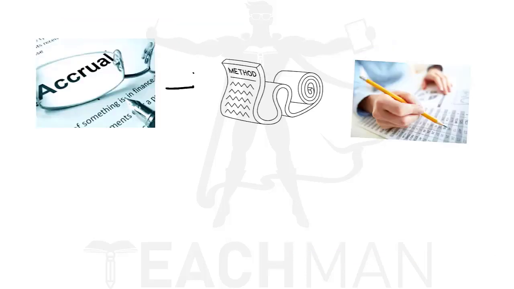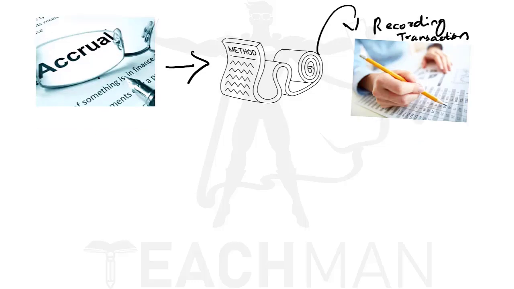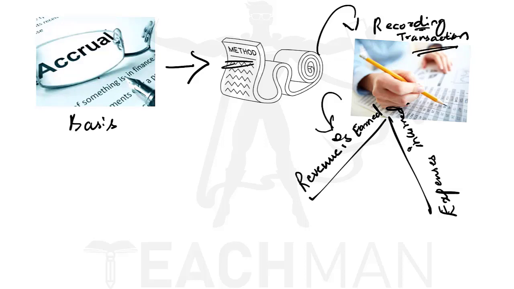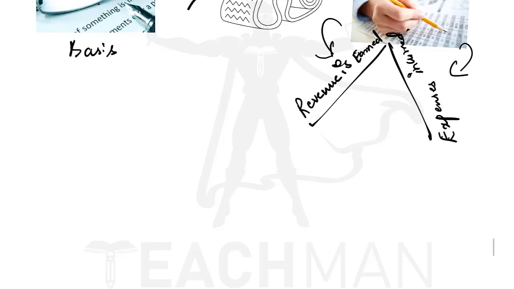Accrual basis is a method of recording transaction when revenue is earned and expenses incurred. So accrual basis is the method of recording transactions when revenue is earned and expenses are incurred. Let us take an example.